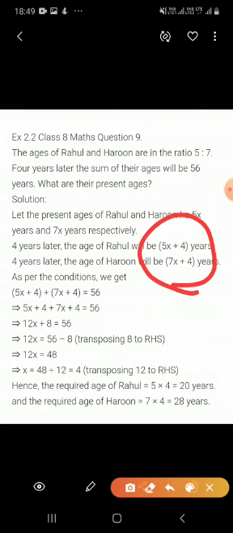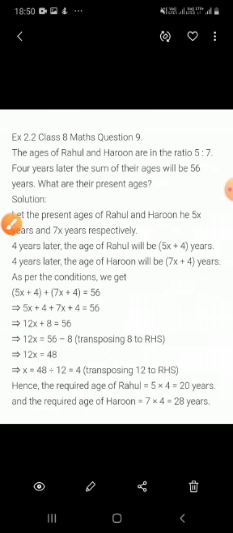Again we will see the second line of the question. 4 years later, we have taken the ages as 5x plus 4 and 7x plus 4. The sum of their ages will be 56 years. Here we will form the equation: the sum of their ages will be 56. So 5x plus 4 plus 7x plus 4 will be equal to 56.